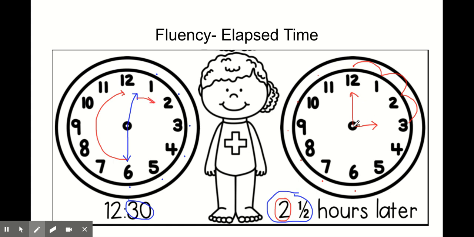So you might have been tempted to move your hour hand to the 2. But because we had already moved our minute hand, we actually move it to the 3. When you are drawing on your clocks or practicing with clocks, make sure that you're thinking about the minute hand helping to move the hour hand.